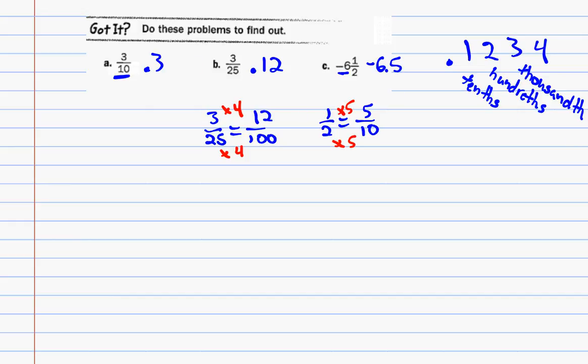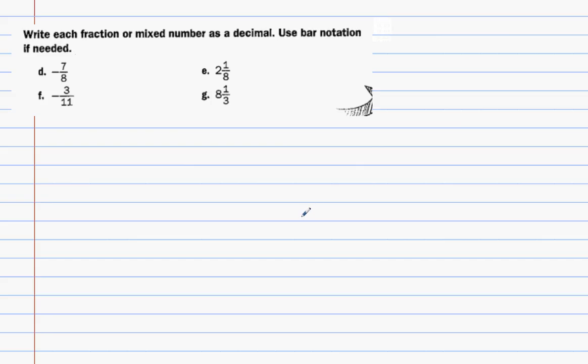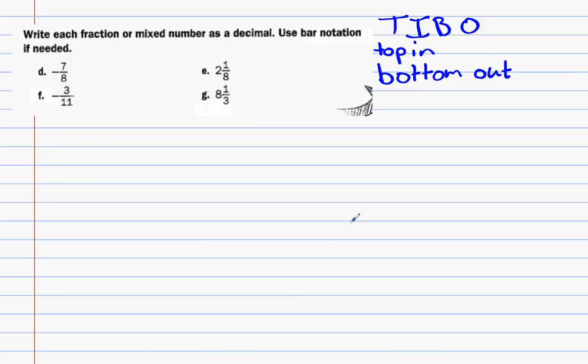The other way, everyone's old favorite. How do we change a fraction to a decimal that's not something easy to work with? 4 magical letters: T-I-B-O, or top in, bottom out. Which basically just means take your top number, whatever it is, 7, and put that inside our division house.